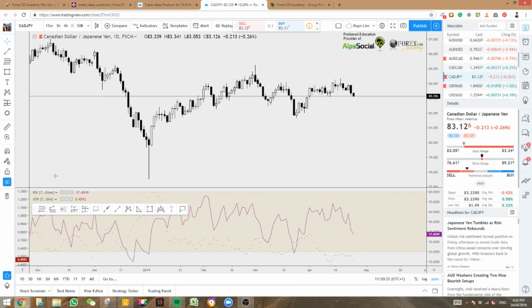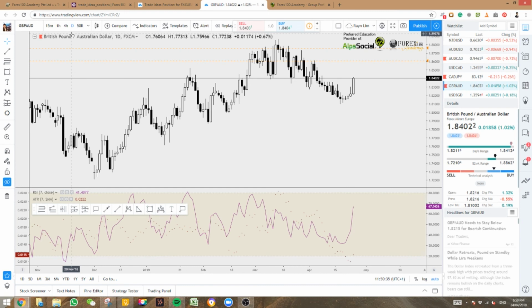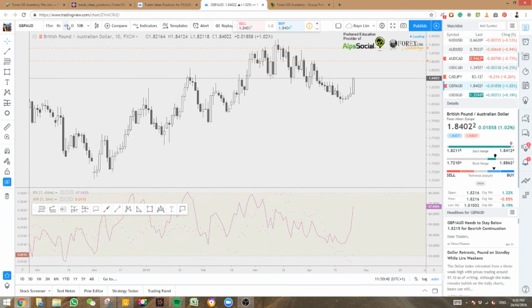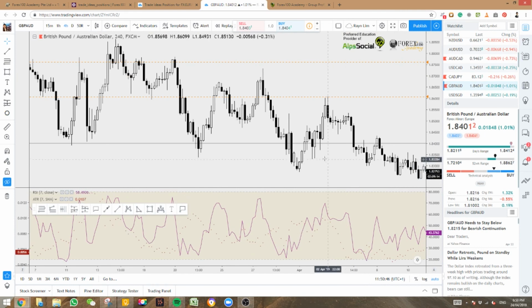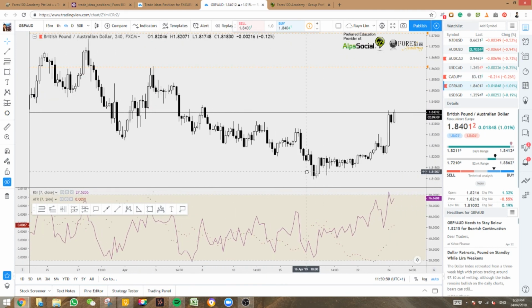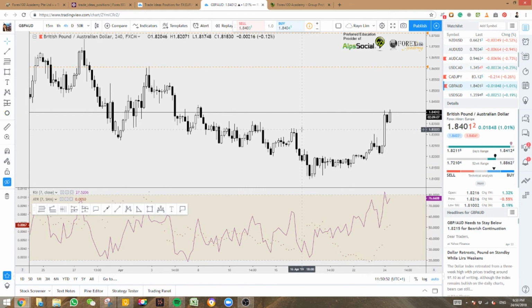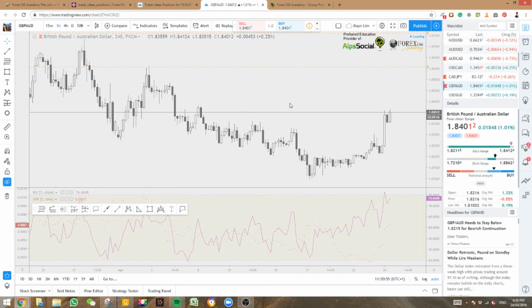Pound Australia. On the daily chart, market went up, then it slid downwards, came back up on the previous movement. Four-hour chart, this is how it looked like. Came down, broke the low, broke the low, broke the low, broke the low. Came back up again, broke previous high. Came down. 1 hour chart.